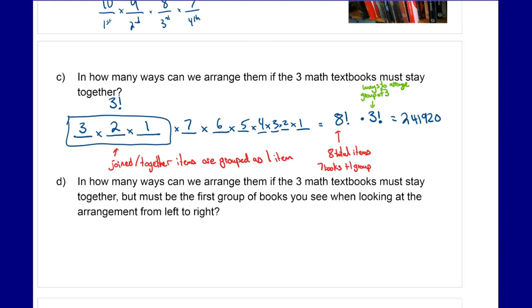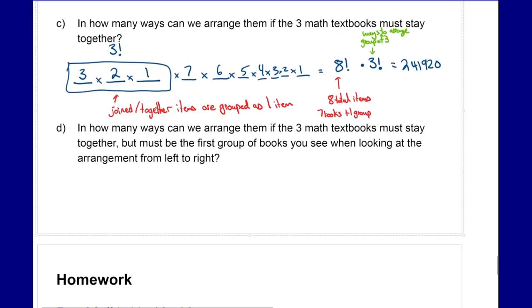You can think about how a follow-up question would change if the 3 textbooks were not together. In how many ways can we arrange them if the 3 math books must stay together, but must be the first group of books you see when looking at the arrangement from left to right?